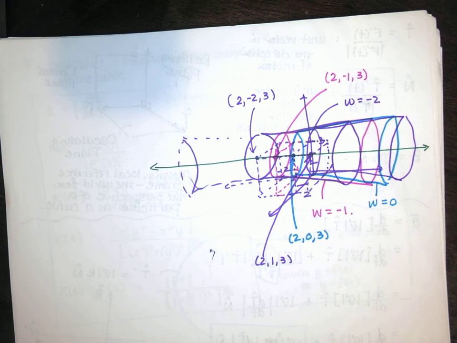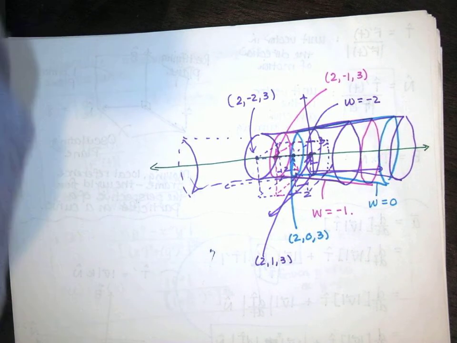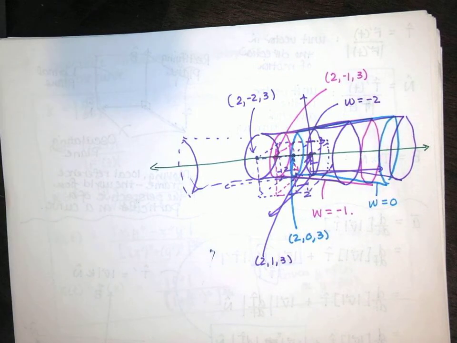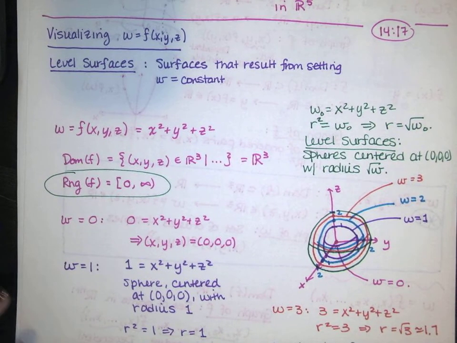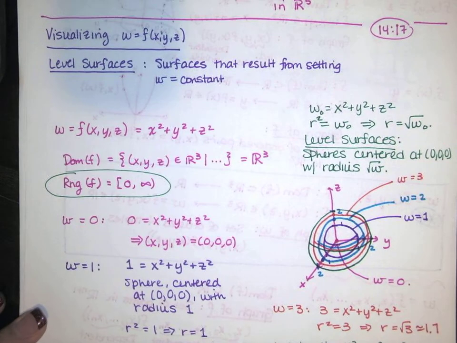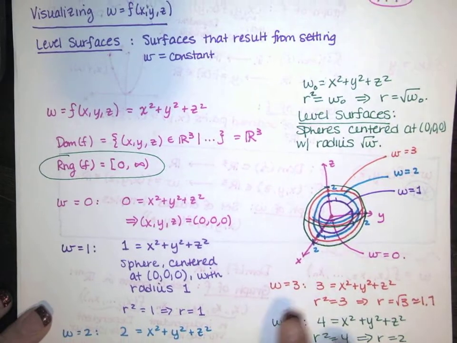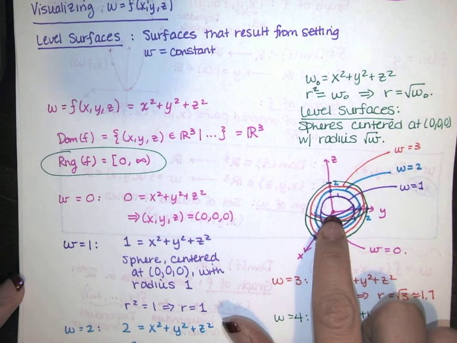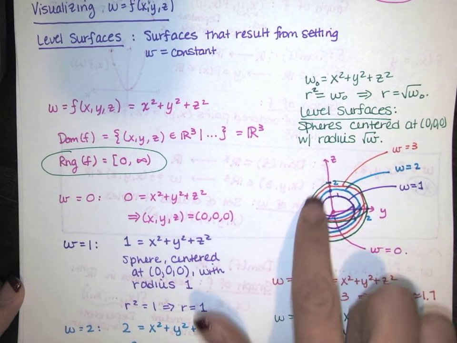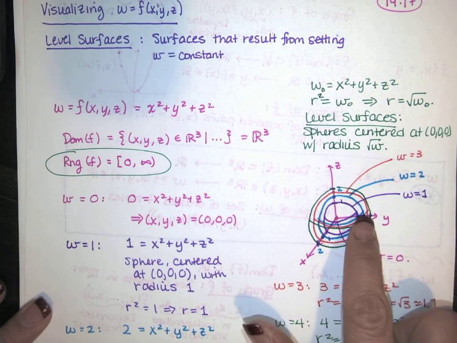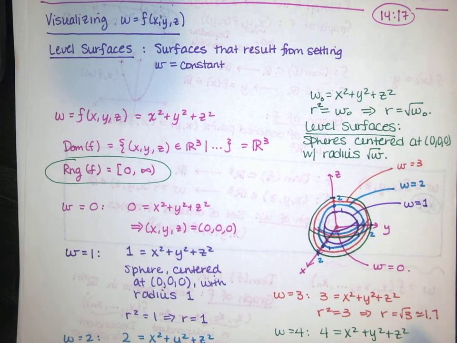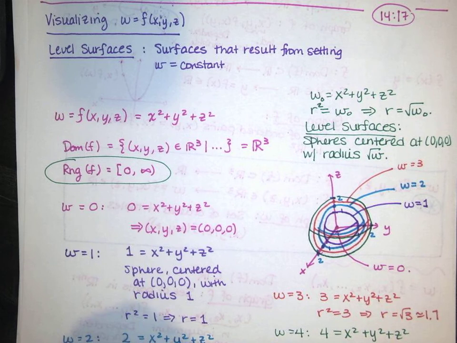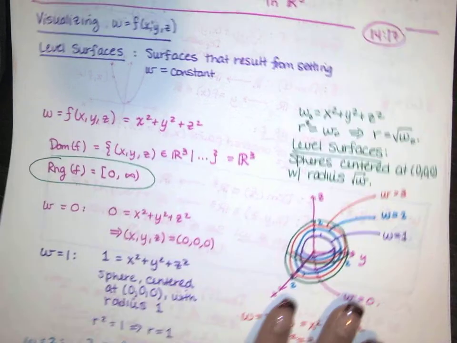Now in our other example, our spheres changed size. As w increased over here, I went from a single point in 3-dimensional space to a sphere of radius 1, and a sphere of radius square root of 2, and a sphere of radius square root of 3, and then a sphere of radius square root of 4, which was 2. And so as w increased, our spheres got larger and larger.